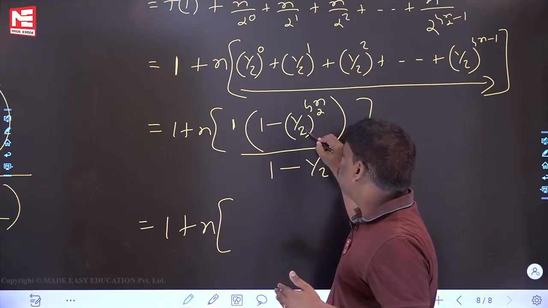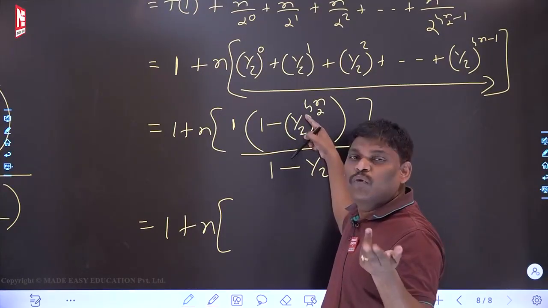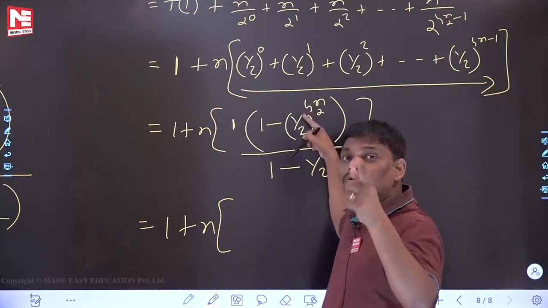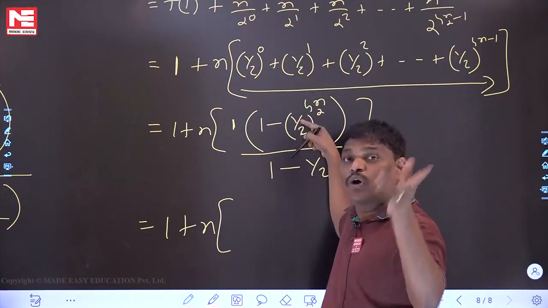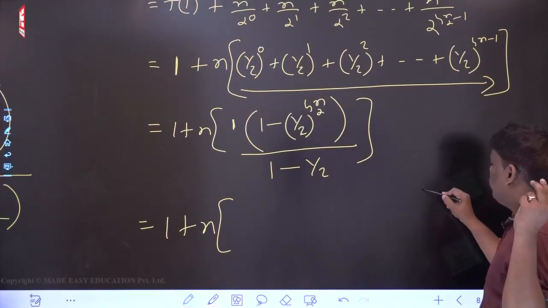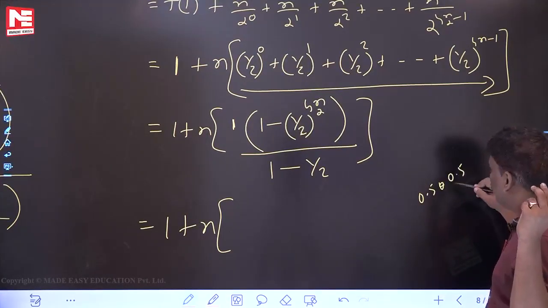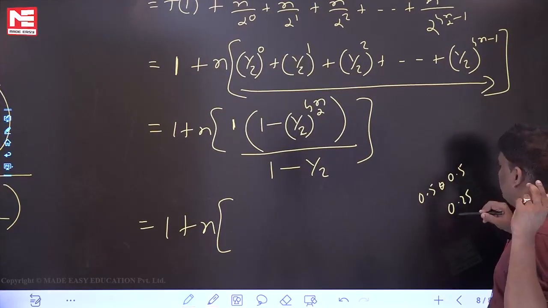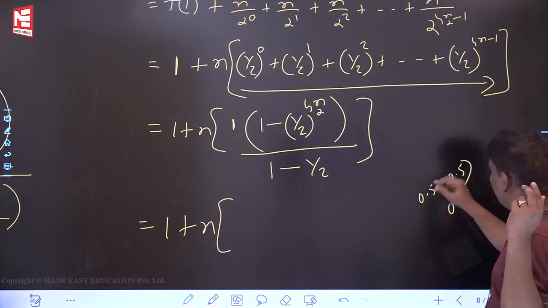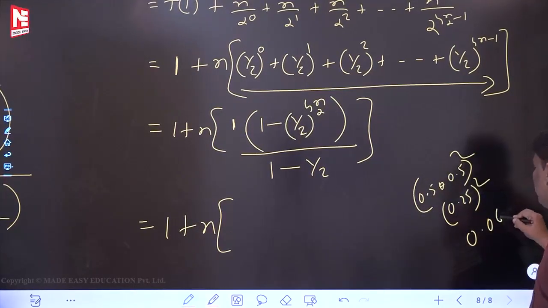What is 1 by 2? 1 by 2 is 0.5. What is 0.5 whole square? 0.25. If I do the whole square once again, what is the answer? 0.5, 0.25, 0.0625.